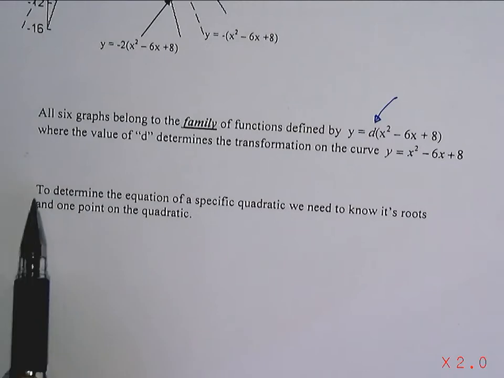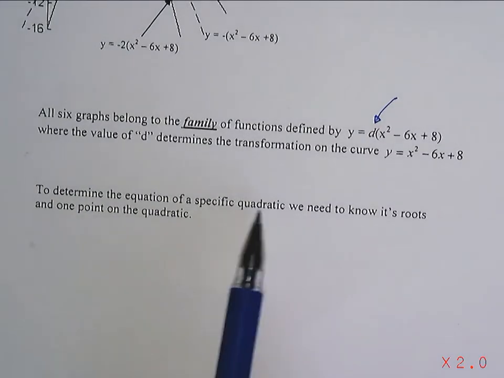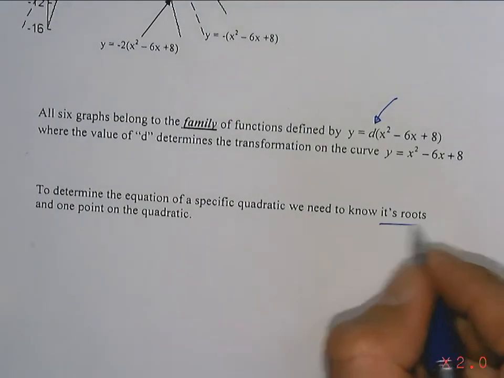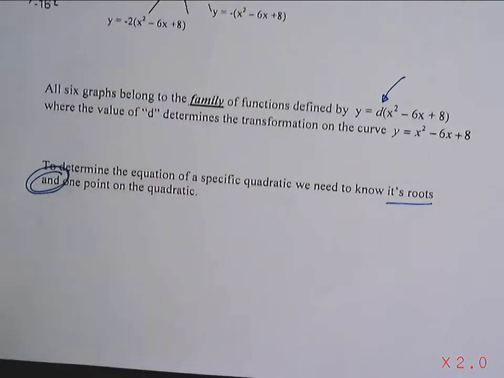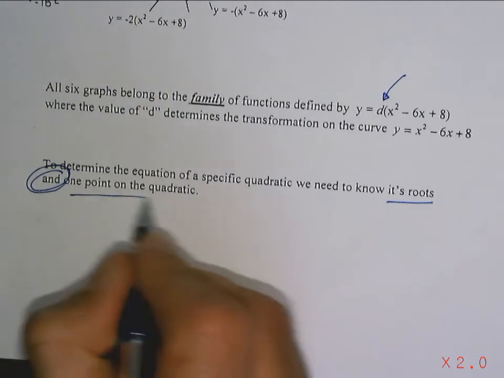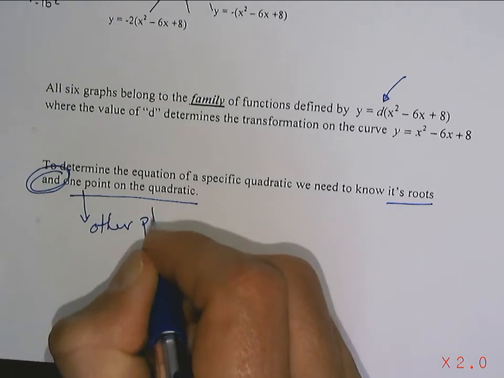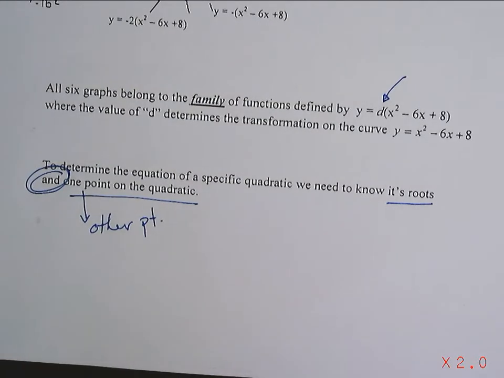So to determine the equation of a specific quadratic, we need to know its roots and one other point on the quadratic. It's got to be another point. Okay? It's incorrect to say 1 point, because I already know 2 points. I know 2 intercepts. We good? Yeah, George. Absolutely.